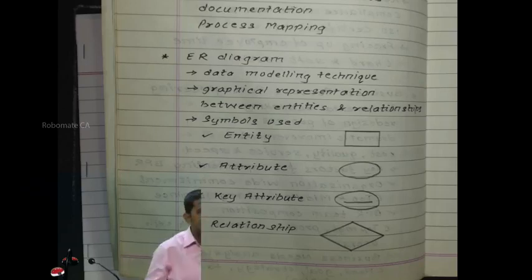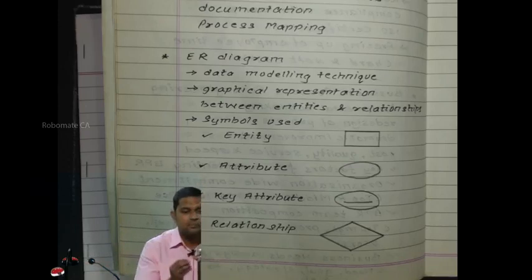And because it is a diagram, it is a graphical representation of the relationships that exist between different entities. And last is the symbols used. So what are the various symbols used?